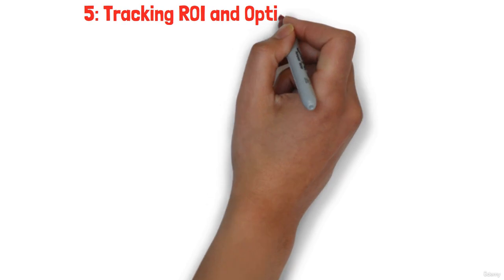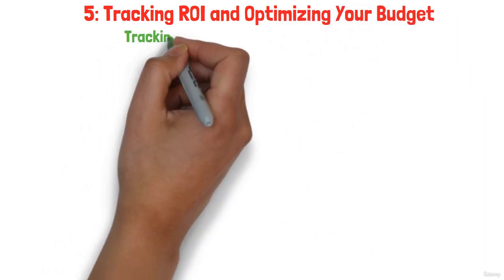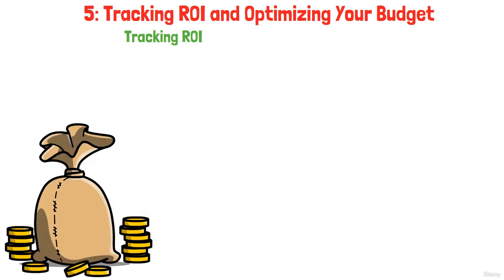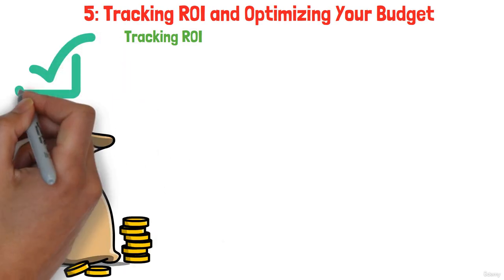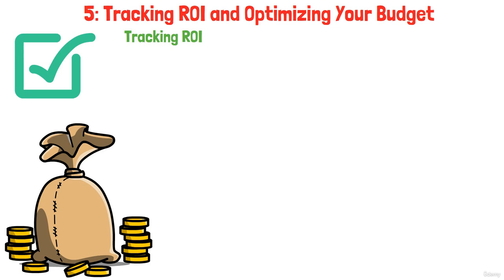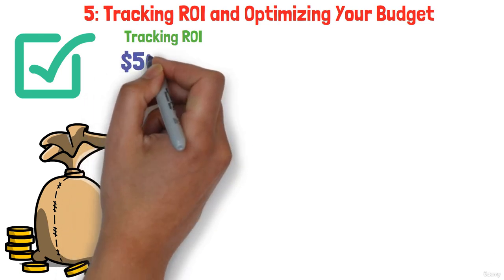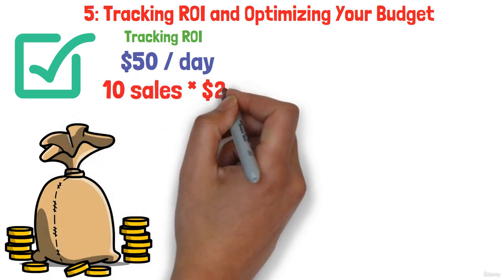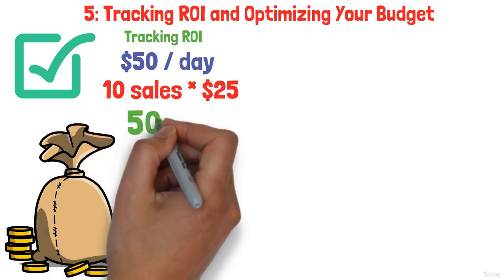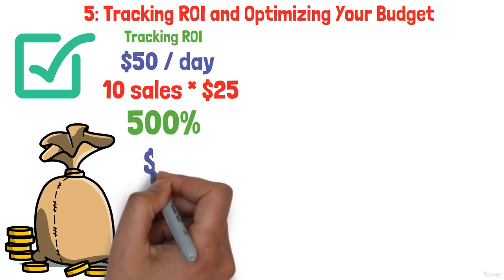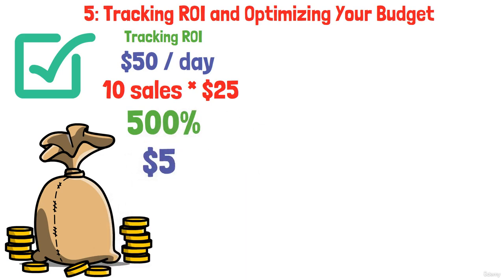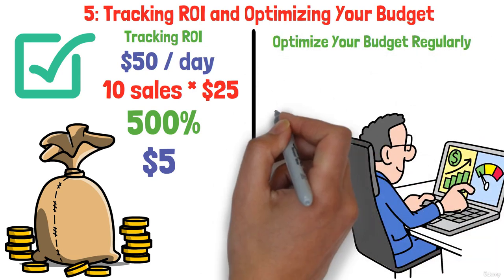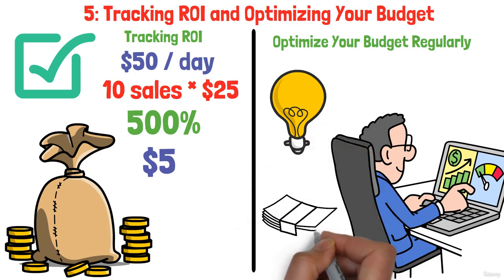Part 5. Tracking ROI and optimizing your budget. Tracking ROI. Tracking your return on investment, ROI, is crucial. You need to ensure that the cost of running your ads is worth the results you're getting. Example, let's say you spend $50 per day on ads for a new book you've released, and you generate 10 sales, each worth $25. Your ROI would be 500%, meaning for every dollar you spent, you made $5 back. Optimize your budget regularly. Make it a habit to review your campaigns regularly. This lets you spot opportunities to reallocate your budget for better performance.